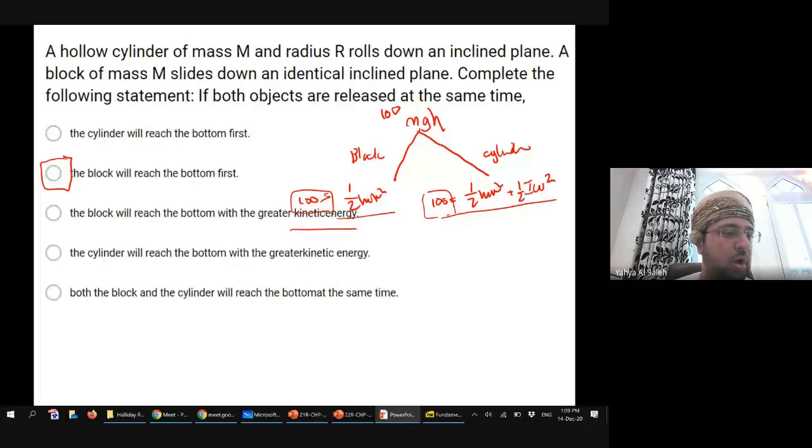Rayan, that's because it's a block. There's no radius, it's a rectangle.